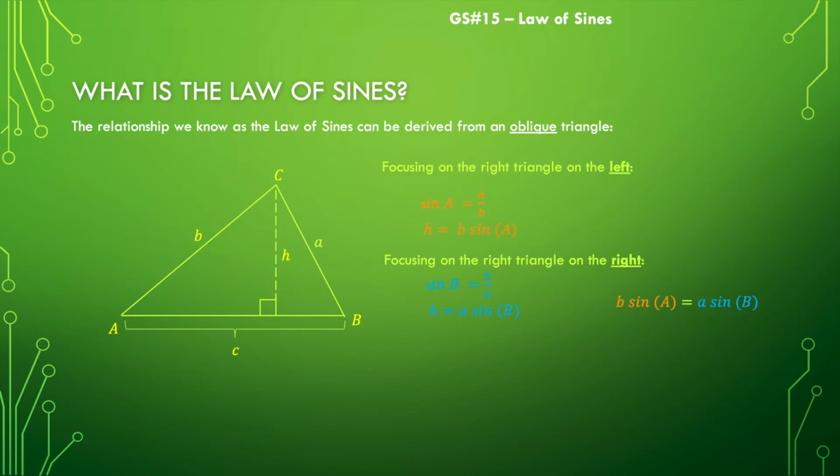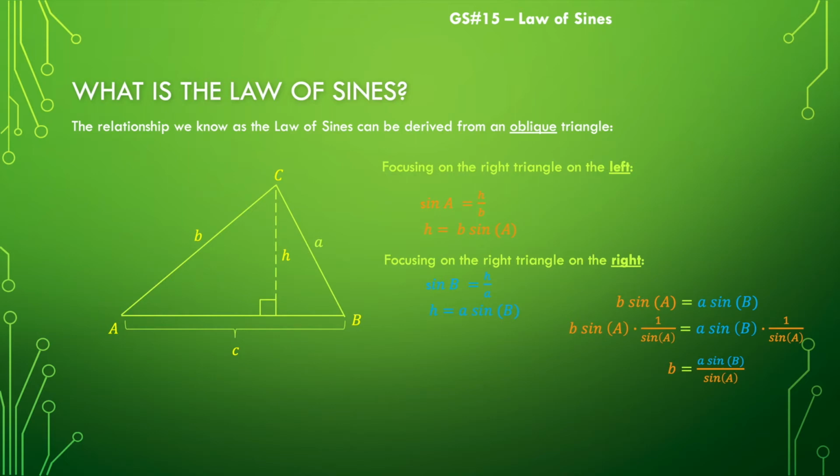Now if they're equal to each other, I can manipulate them a little bit, and that manipulation is going to lead us to the law of sines. First thing I want to do is isolate the side length B on the left-hand side. So I'm going to multiply both sides of the equation by 1 over the sine of angle A. When I do that, notice that this sine of angle A and this sine of angle A will cancel each other out. So the left-hand side will just be B, and the right-hand side will be A times sine of angle B all over sine of angle A.